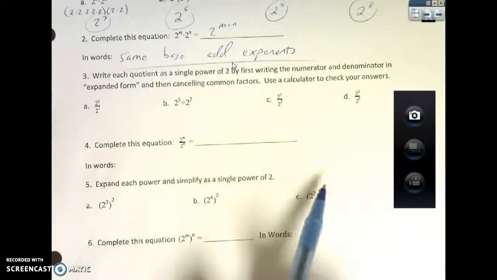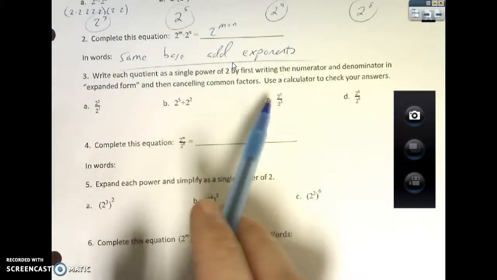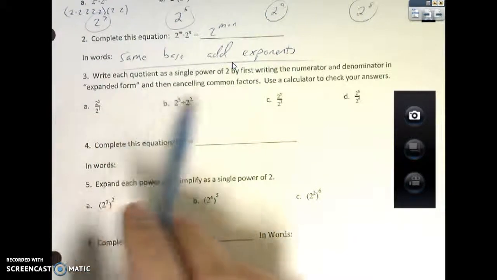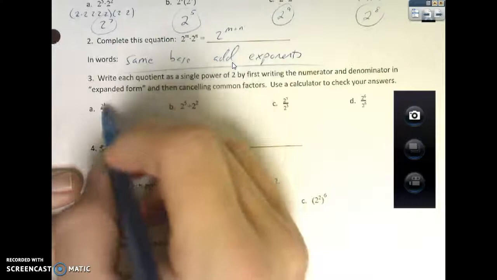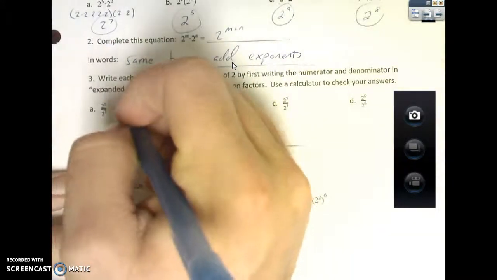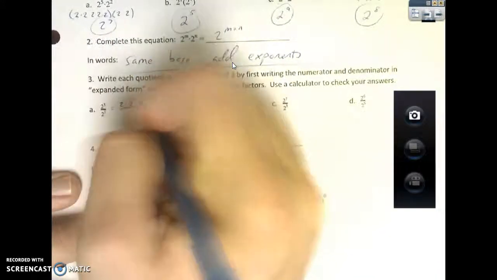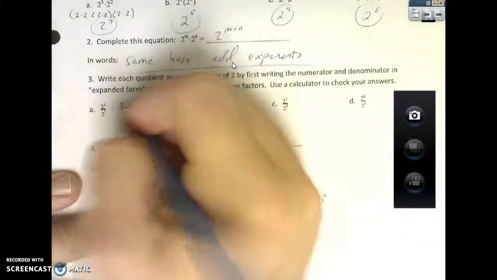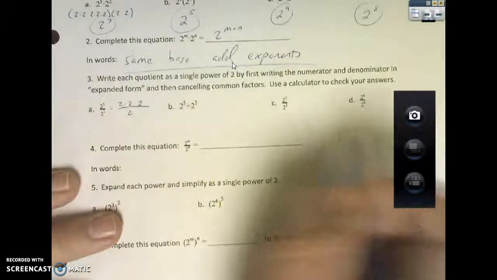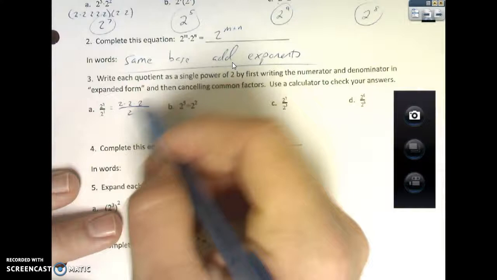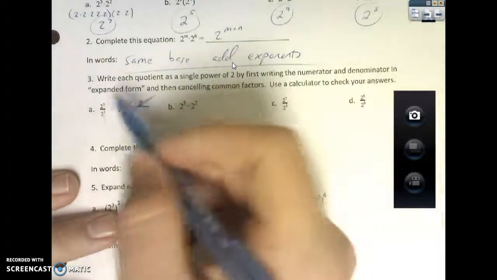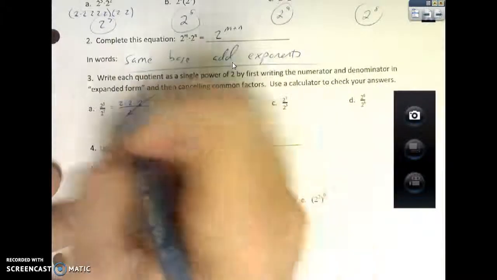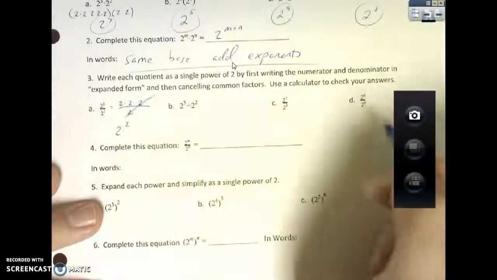Write each quotient as a single power of 2 by first writing the numerator and denominator in expanded forms and then canceling common factors. Use a calculator to check your answers. For part A, 2 to the 3rd over 2 to the 1st. 2 to the 3rd is 2 times 2 times 2. 2 to the 1st is 2. Now, what is 2 divided by 2? Well, it's 1. It cancels out. So because I have them over top of one another, I can cancel them out. How many 2's do I have up top? 2 of them. 2 to the 2nd power.